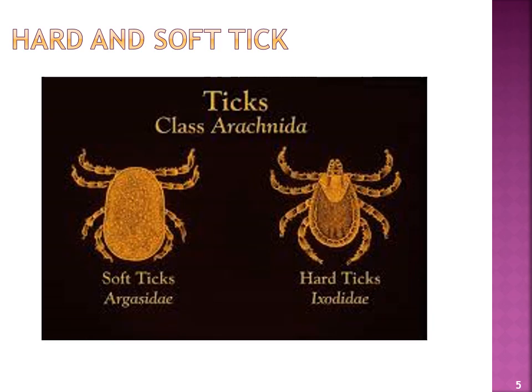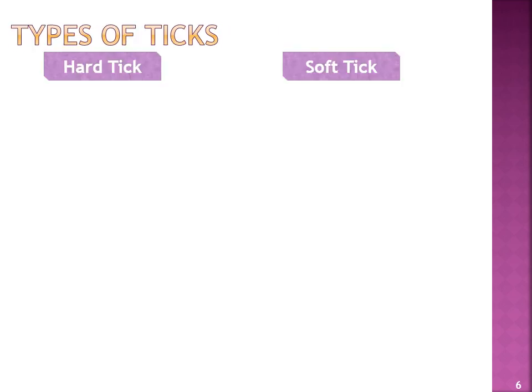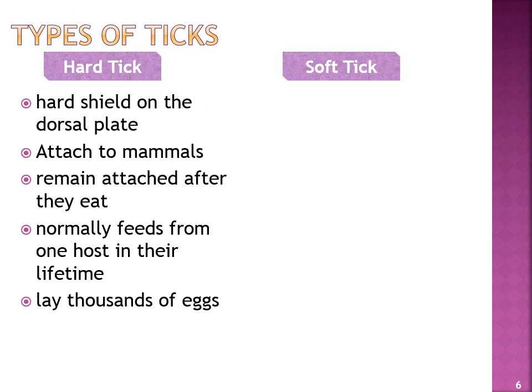Ticks have 2 major types, the hard and soft ticks. Actually, the hard ticks are the Ixodidae family, and the soft ticks are the Argasidae family. The difference between the hard and soft ticks is, first of all, the hard ticks usually infest large animals, and are characterized by the presence of a hard shield on the dorsal plate.